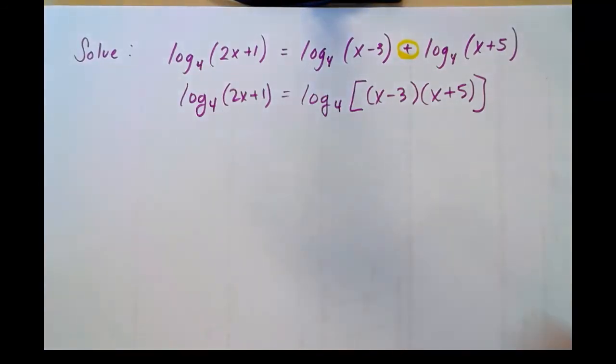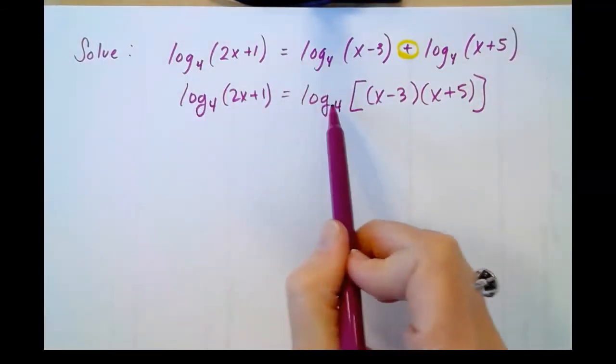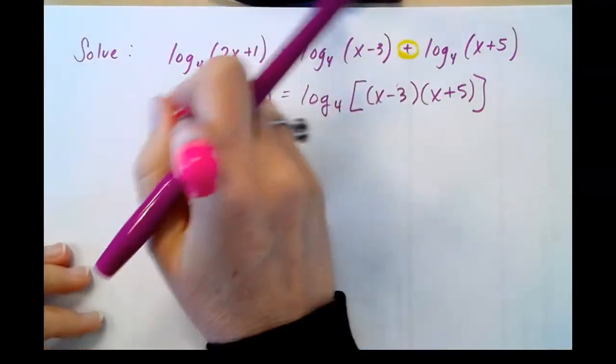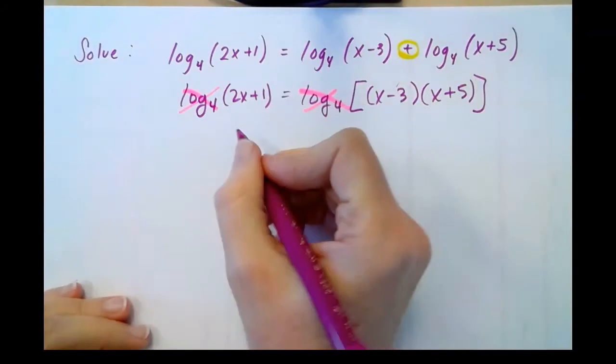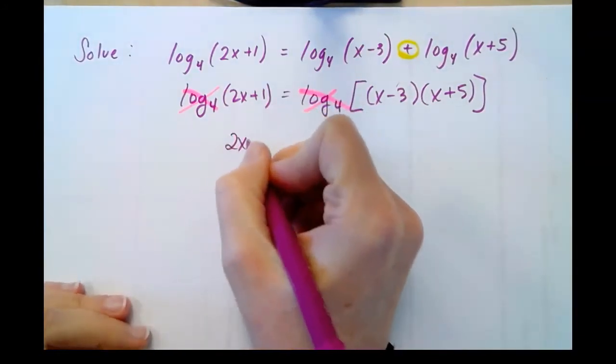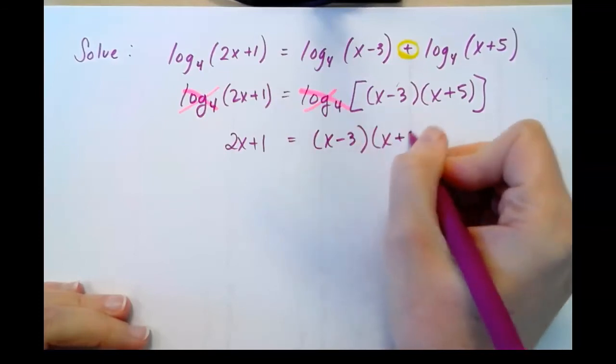So log base 4 of (2x plus 1) equals log base 4 of (x minus 3)(x plus 5). Remember, if the logs are positive, the arguments stay in the numerator of the logarithm, and if they are negative, they go to the denominator. Don't make it complicated. Once we have a single logarithm set equal to a single logarithm, then by the one-to-one property, we can cancel those logs and then set the arguments equal to each other. 2x plus 1 equals (x minus 3)(x plus 5).